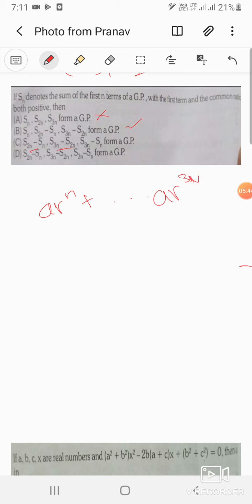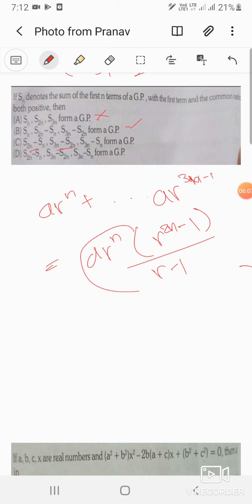till you have ar to the 3n minus 1. So that's supposed to be ar to the n, and then how many terms are there? So you subtract n minus 1 from that, right? So that cancels. You have 2n terms, so r to the 2n minus 1 upon r minus 1, right? So that's correct. Now this thing is supposed to be Sn, so this is r to the 2n minus 1 of Sn.